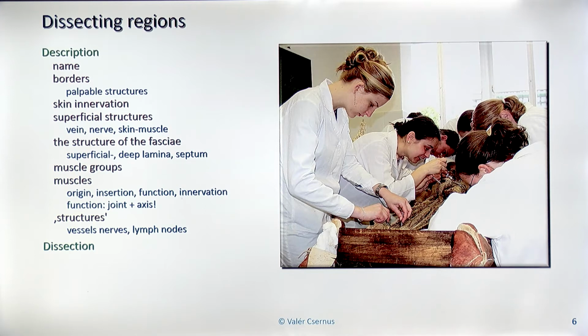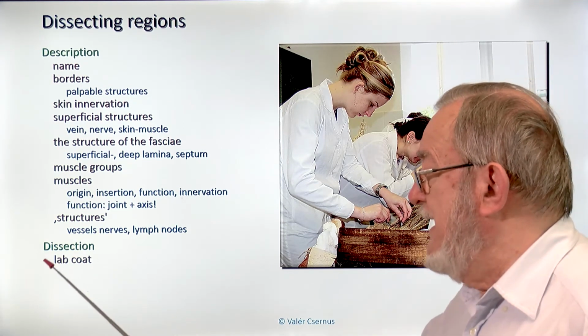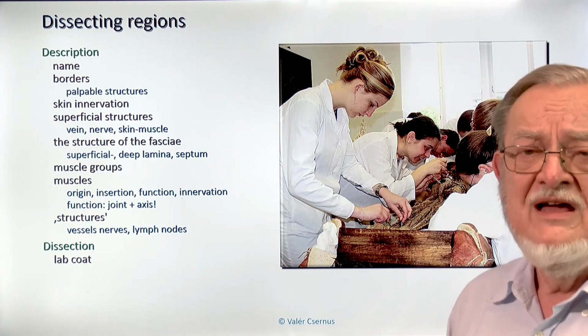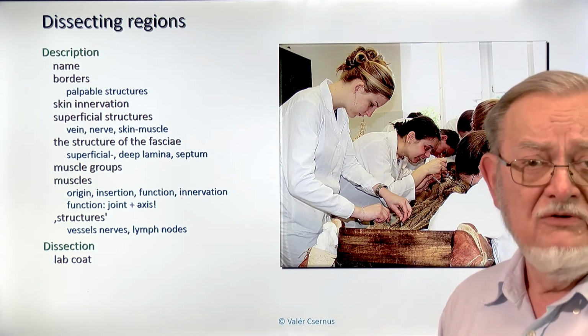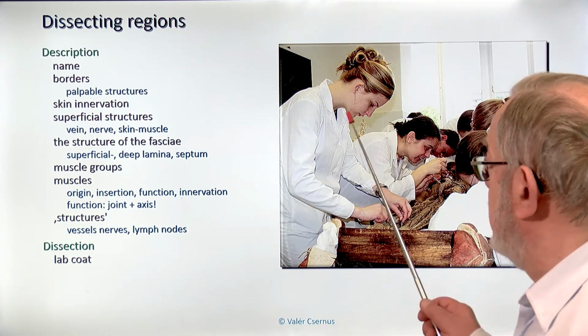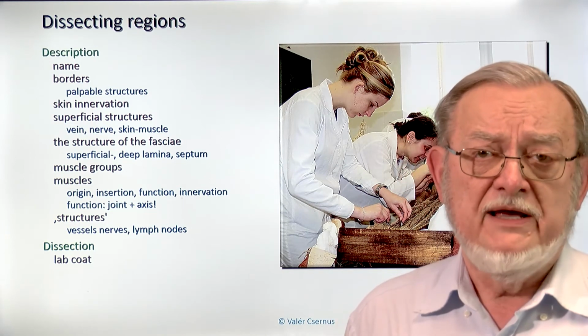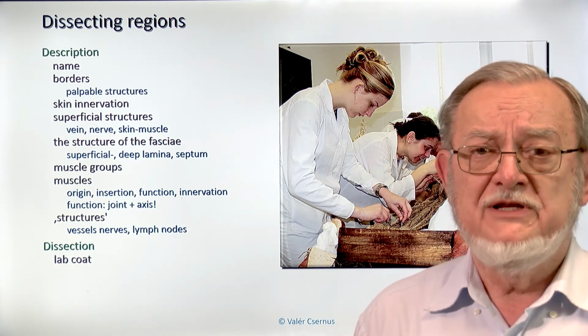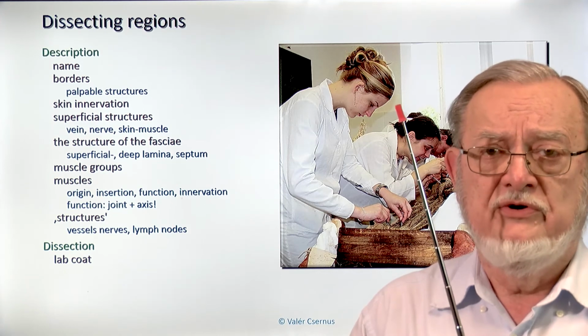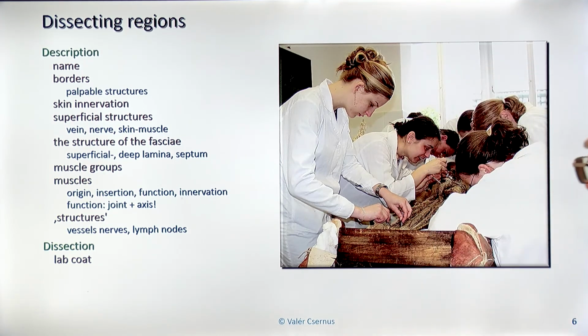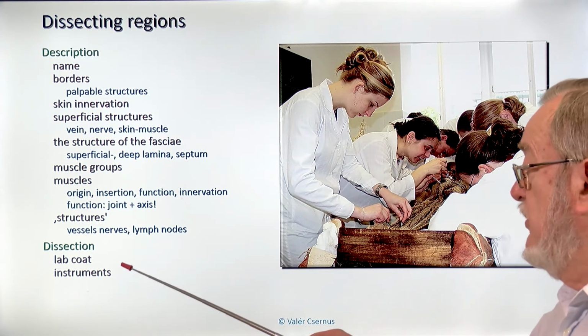Now, finally, I would like to mention a couple of pieces of technical information on the dissection. First of all, you have to get your own lab coat. You must have a white lab coat, if possible, always clean and tidy. This is for protecting your clothes. This is why we require that when you enter the room, you already have your coat on and all buttoned up. You also have to buy some instruments yourself.